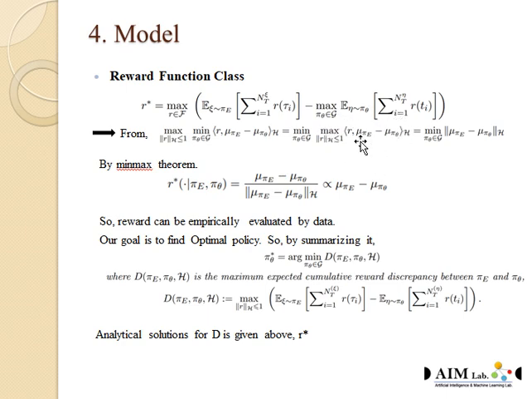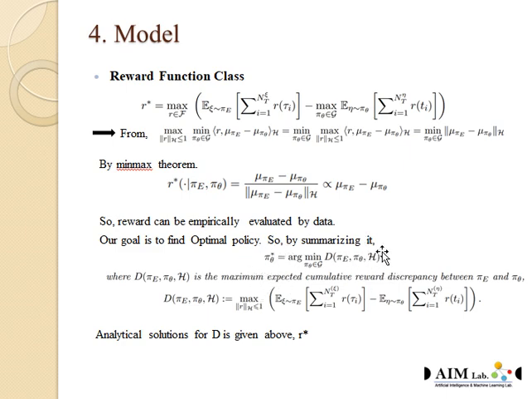Pi star will be parallel to the mu pi e minus mu pi theta, so we will have a form like this. The reward can be empirically evaluated from data. This is the empirical calculation of the expert policy and also the learner policy. So we can summarize the whole problem in this form.